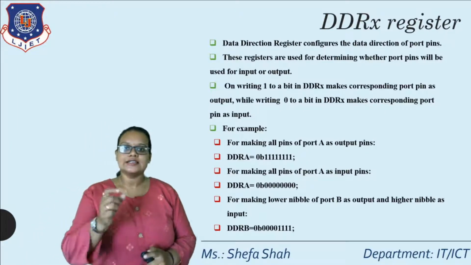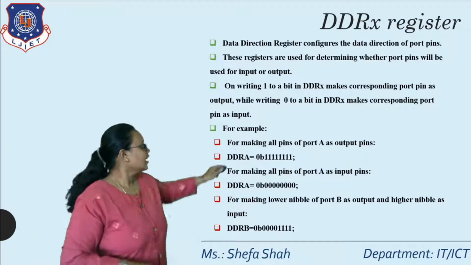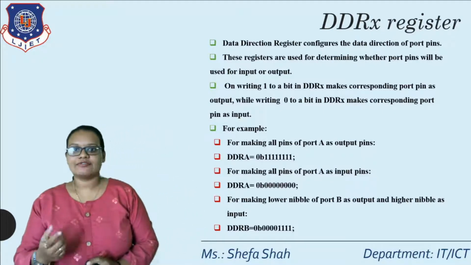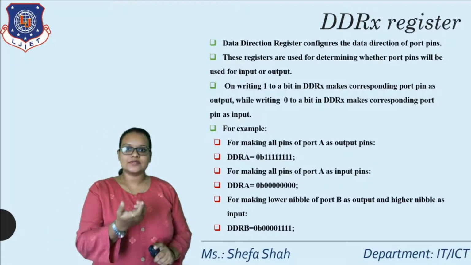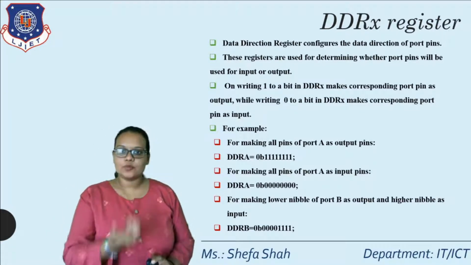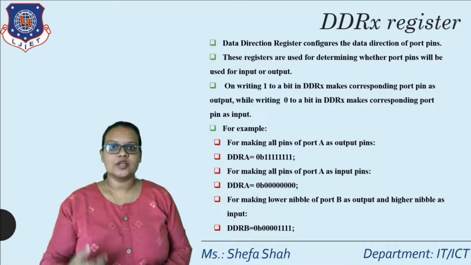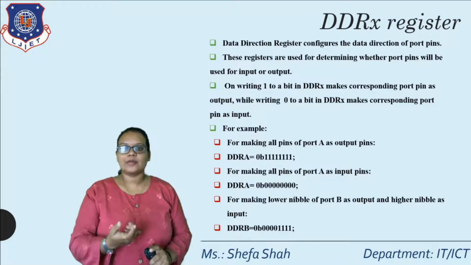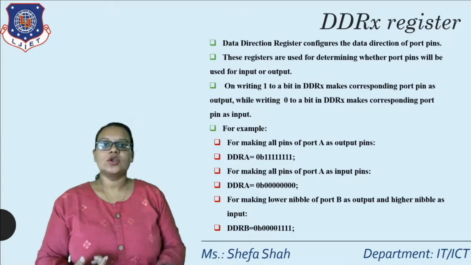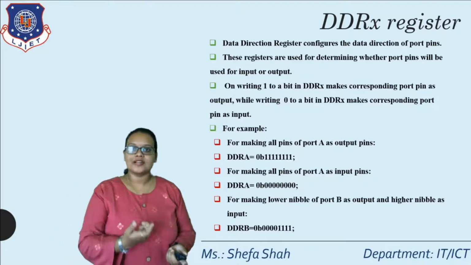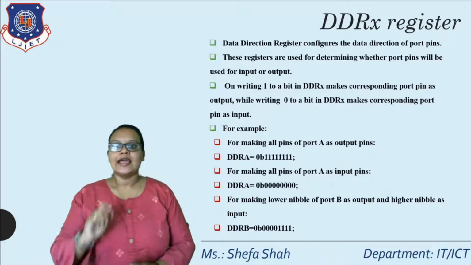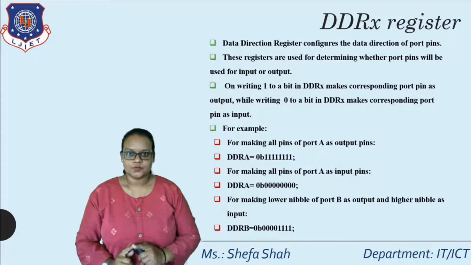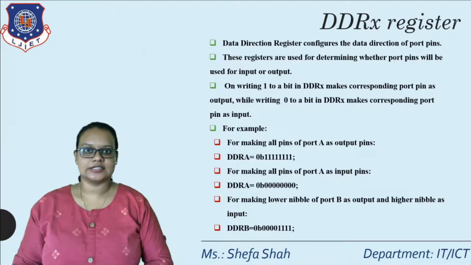The DDRA register has content 0B, which indicates that it is a binary number, and all the bits are equal to 0, right? And similarly, as we have talked, if we want to make half of the port, that is the lower nibble as output and the higher nibble as input, then for port B, let's say we want to make the higher nibble output and the lower nibble input, then the lower 4 bits of the DDR register will be assigned 0 and the higher 4 bits of DDR will be assigned 1, so it will work as an output. Clear? So that is all about the DDRX register.